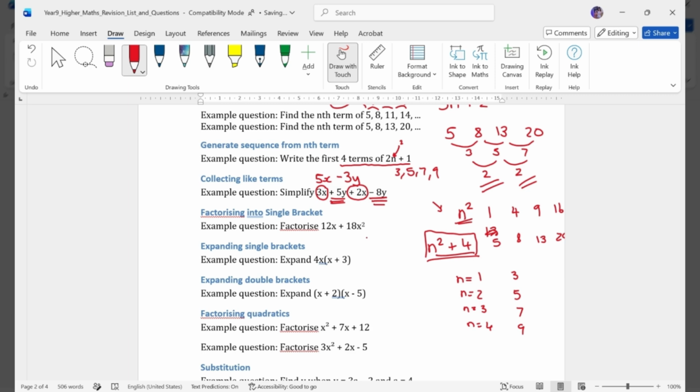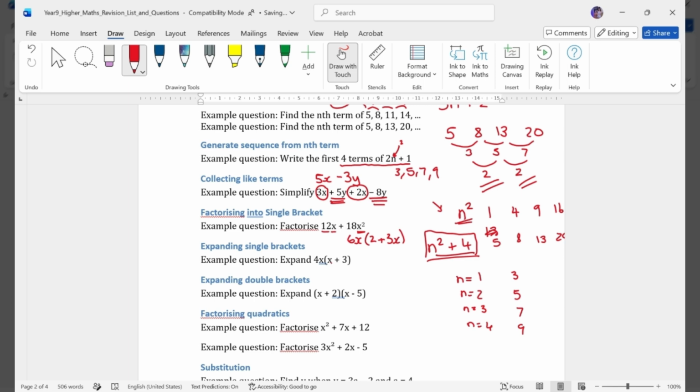Right. Factorizing into a single bracket. Okay. Two terms. What are the common factors? Well, I can see that 6 goes into both these numbers, 12 and 18. But also there's an x in both. 6 times what makes 12? 2. Don't need to put an x by the 2 because I've taken the x outside the bracket. Then 6 times what makes 18? 3. But I do need an x here because it's x squared and I've only taken one of those outside the bracket.